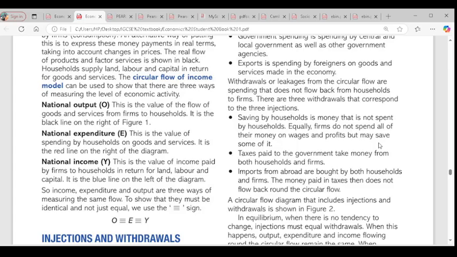And the third one is imports. So if firms purchase equipment or raw materials from abroad, it is part of leakages because the money is going out of the economy. And if households spend on imports, it is also part of withdrawals or leakages. Is it clear? Yes. Any question about leakages? No. Good. So both injections and withdrawals create an open economy. Is it clear there? Yeah.